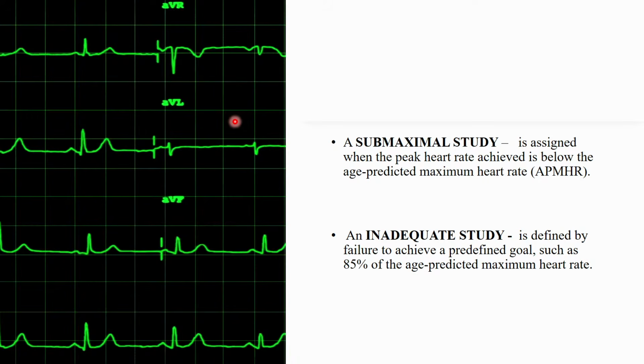In submaximal, if you have an age predicted heart rate, it is 70% of that minimum to be achieved. So it's 170 is what you said, 70% of that.